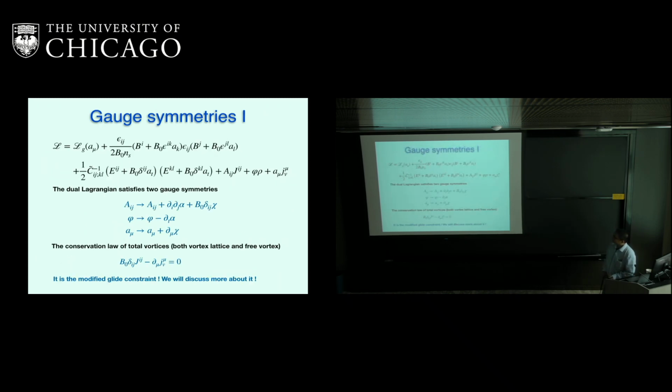And here I want to introduce the gauge symmetry. So you see that there are two gauges in the elastic part, chi and alpha.